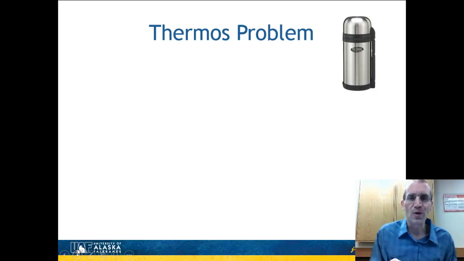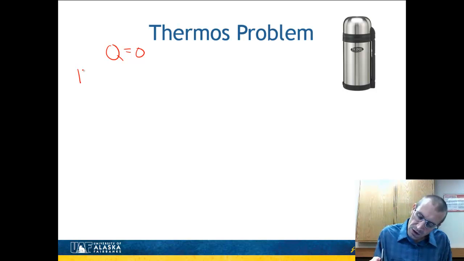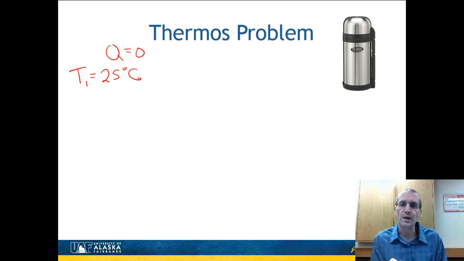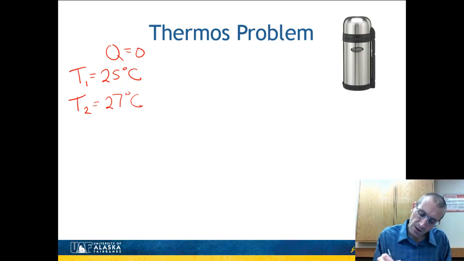I'm just going to go through another thought problem here. I've got a thermos, and this is going to be a perfect thermos. It means that it's completely insulated, so I know Q is going to be equal to 0 for this thermos. Let's say initially T1 is 25 degrees Celsius, and I've got some fluid in here. Now I'm going to start shaking this around, and shake it and shake it and shake it. After a while, I'm going to measure the temperature, and I find out that T2 is equal to 27 degrees Celsius.